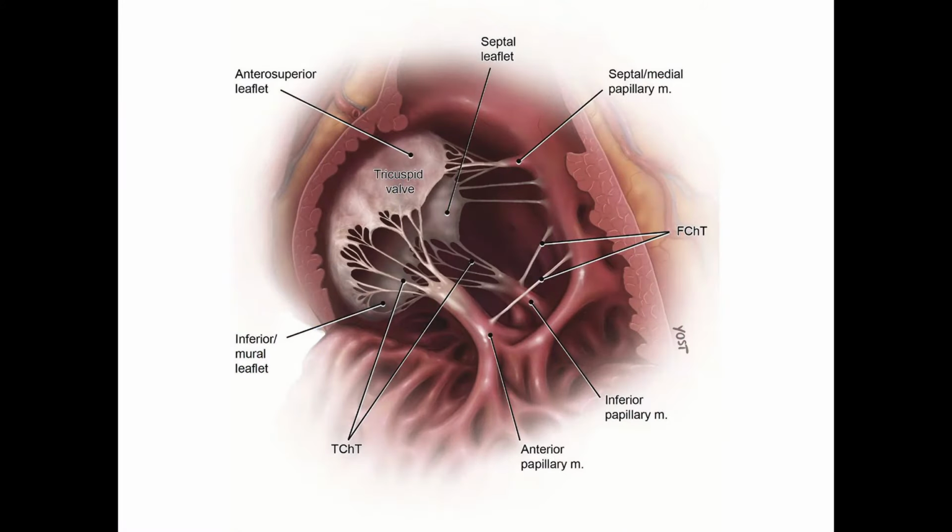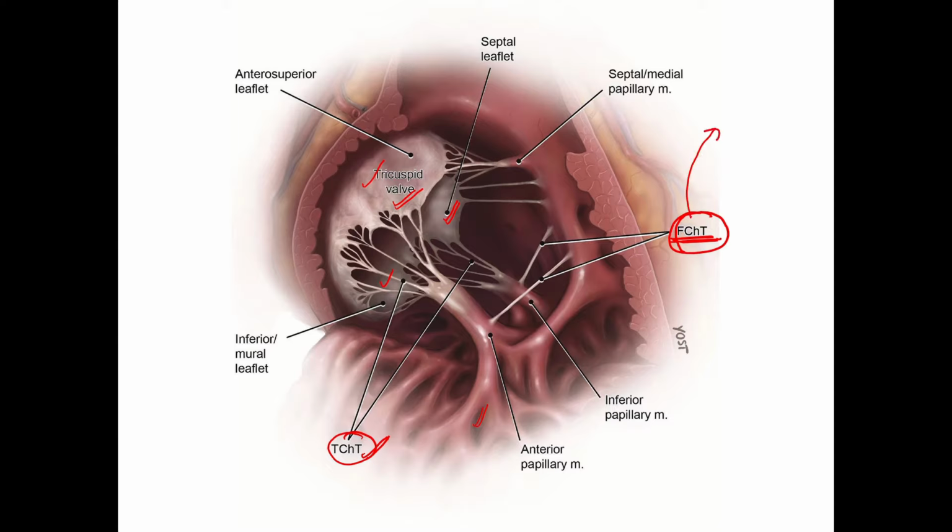Now, the tricuspid valve, as you have seen, has an anteroseptal leaflet, an inferior or mural leaflet, and a septal leaflet. All these leaflets give origin to true chordae tendineae, which go on to attach to the papillary muscle. There are also false chordae tendineae. These are false because they do not insert onto the leaflets.